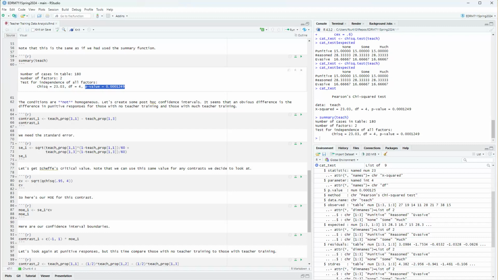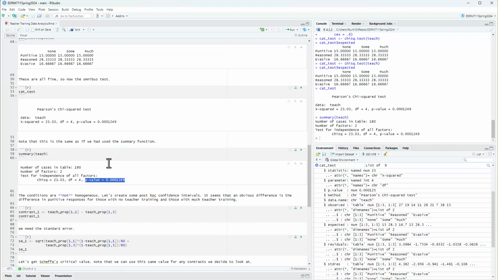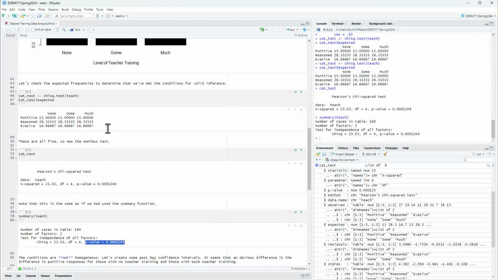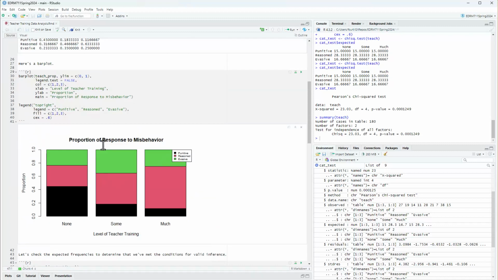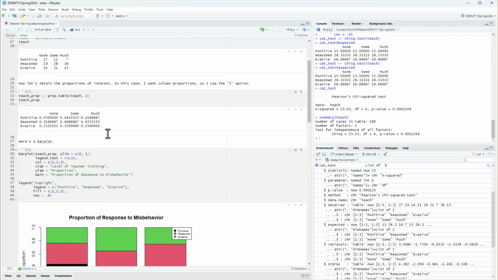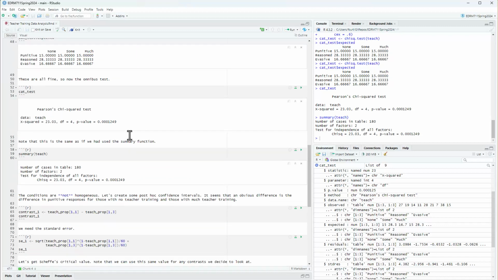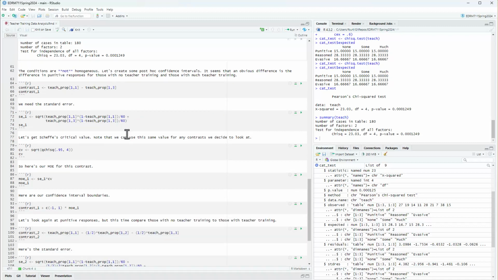So to create these post hoc confidence intervals, first thing I might want to do is go back and look at these proportions and see where I see potential differences. So that's way back up here. Well, I notice a couple things stand out to me. The proportion of punitive with no teacher training and the proportion of punitive with much teacher training. That seems to be a big difference. Here's another big difference. The proportion of reasoned with no teacher training and the proportion of much with no teacher training. So coming back down here, I state the following.